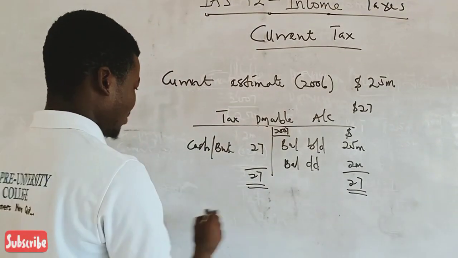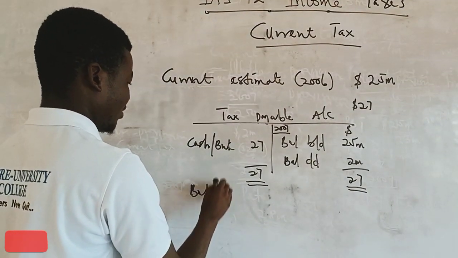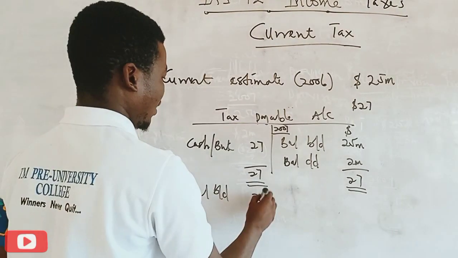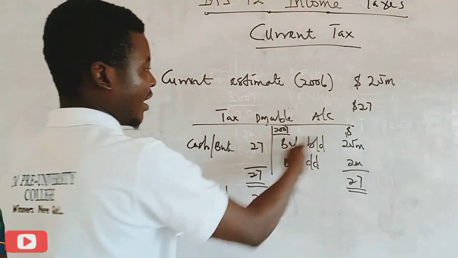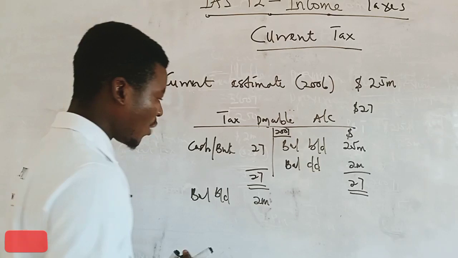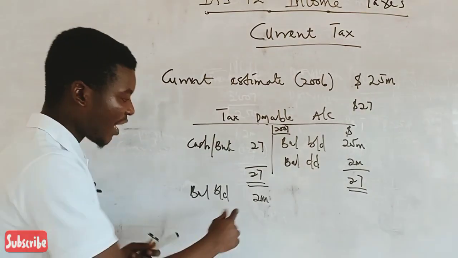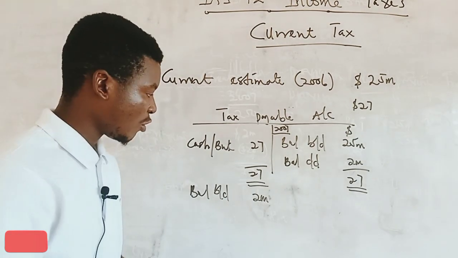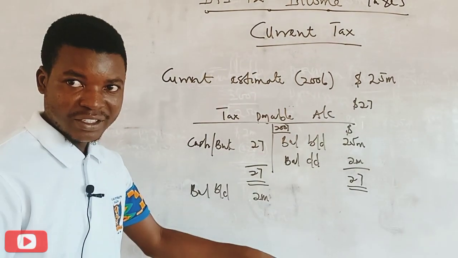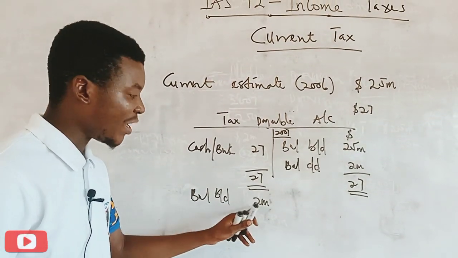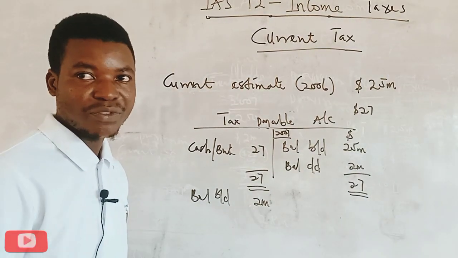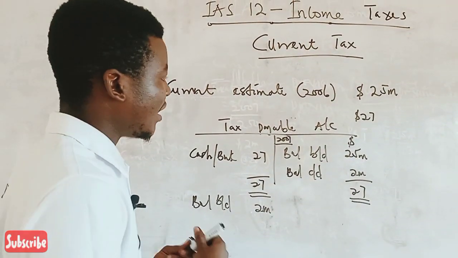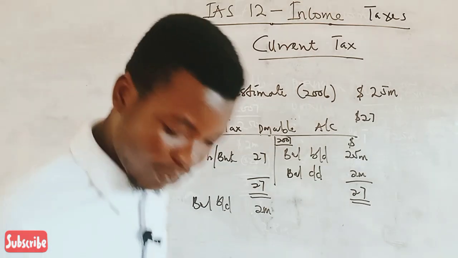What is happening? We are going to have a balance of 2 million. But we are paying more than the estimate, so this is under provision. Anytime that you see a current tax on the debit side, it might be the tax paid or under provision. So the footnote will tell whether it is under provision or the tax paid for the year. Okay. Let's assume that there is over provision.